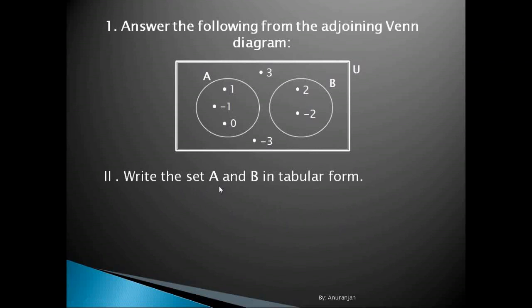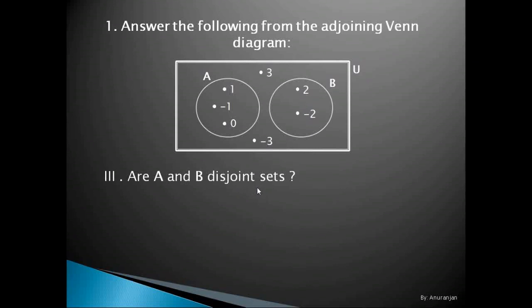Next, write the sets A and B in tabular form. We have to write the set A and the set B in tabular form, meaning the roster form. So set A includes elements -1, 0 and 1. So we can say that A is equal to {-1, 0, 1}, and there are no other elements, and the elements of B will be -2 and 2.